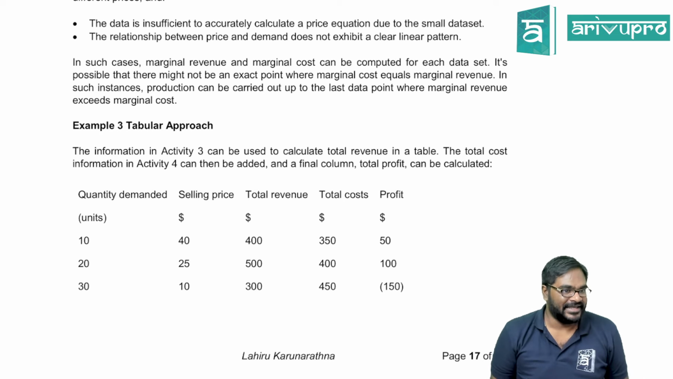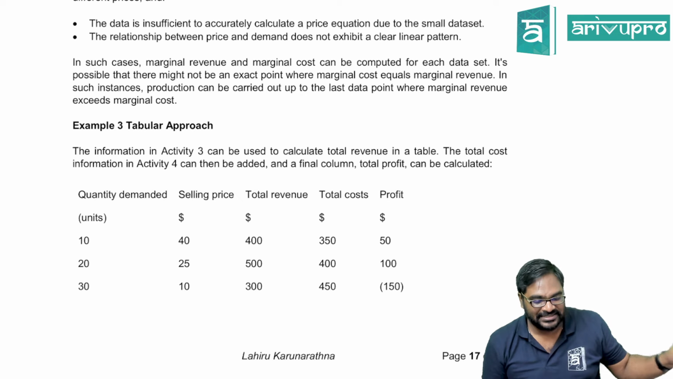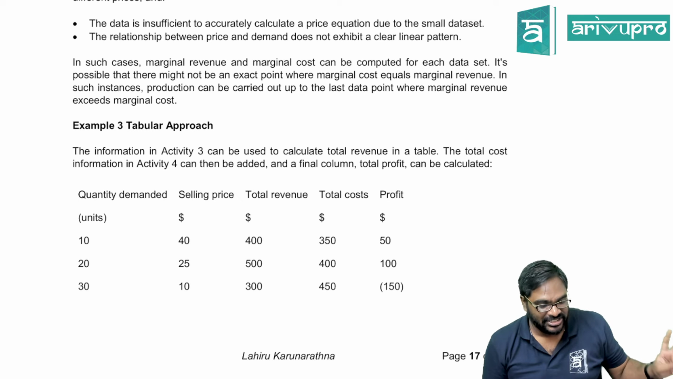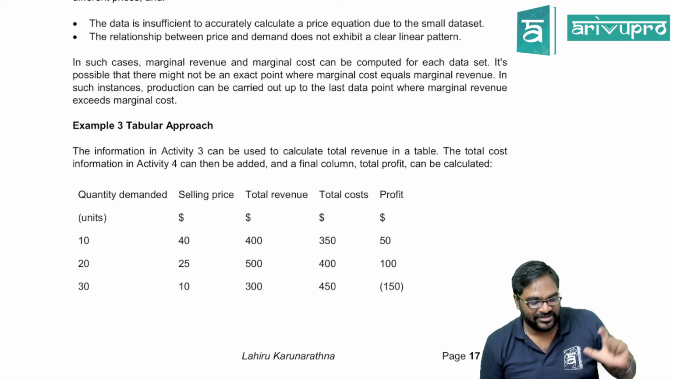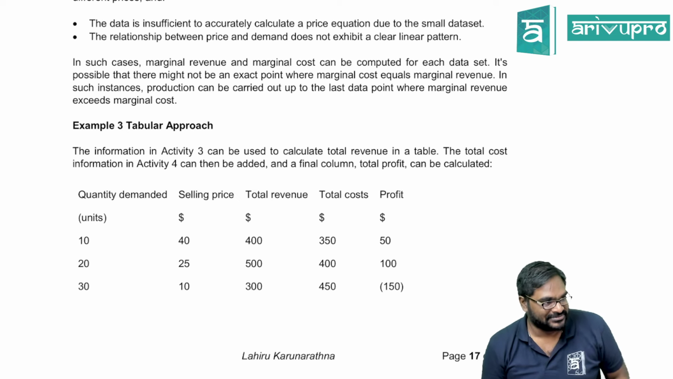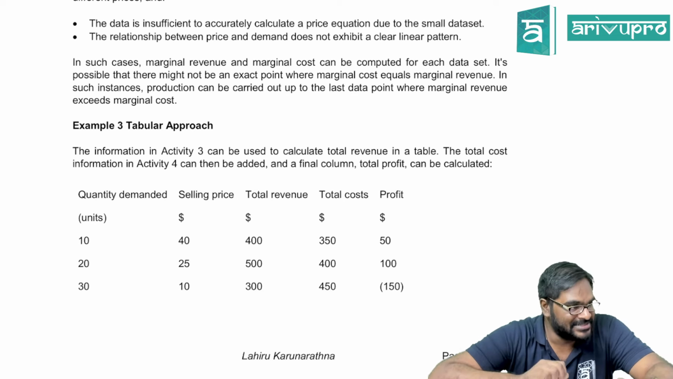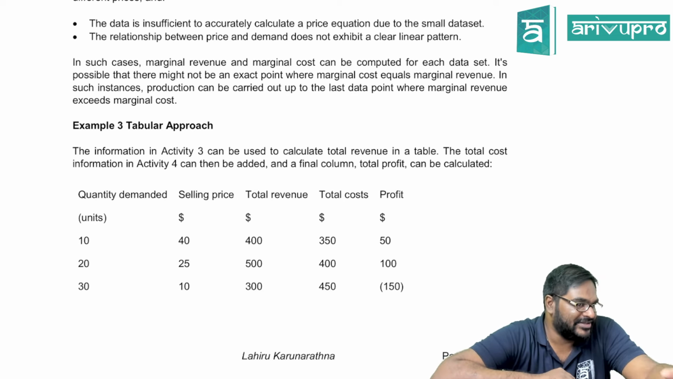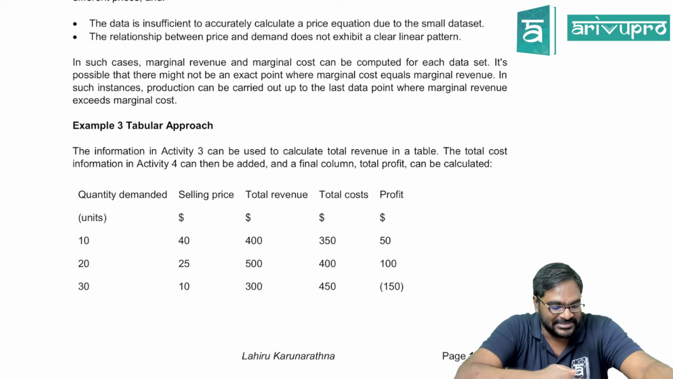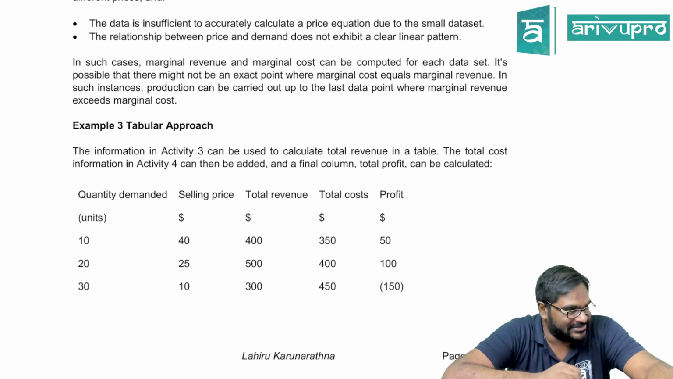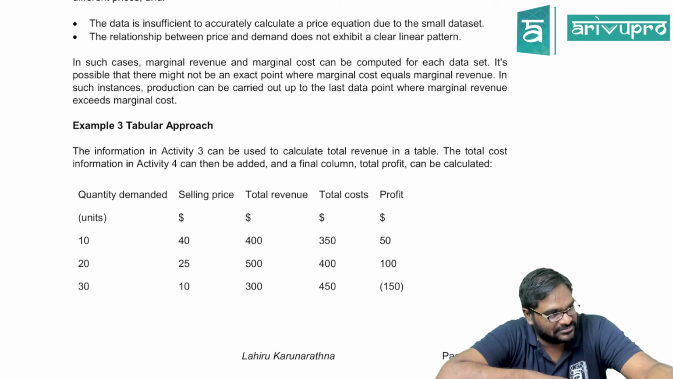Quantity would be 20, right? And if you check at the 20 level, the gap between your marginal cost and your marginal revenue is also less. Isn't it? Yeah, okay. The gap between your marginal cost and your marginal revenue is very less at 20 output level. Are we clear? But in 10 output level, there is 50, right?